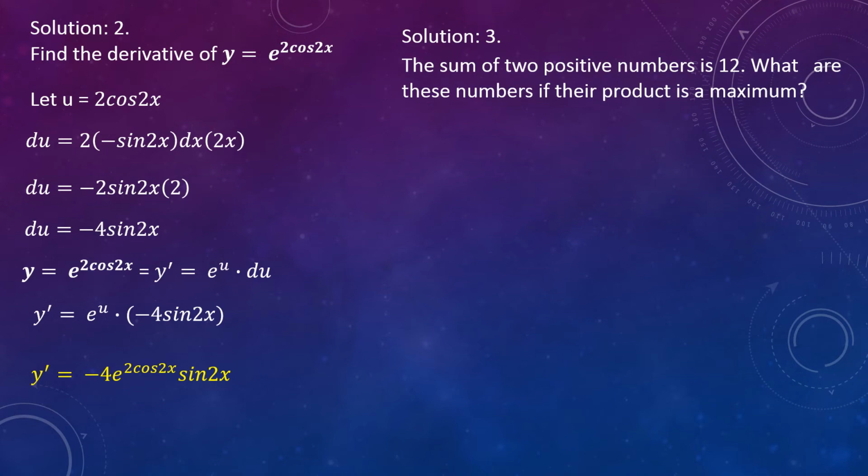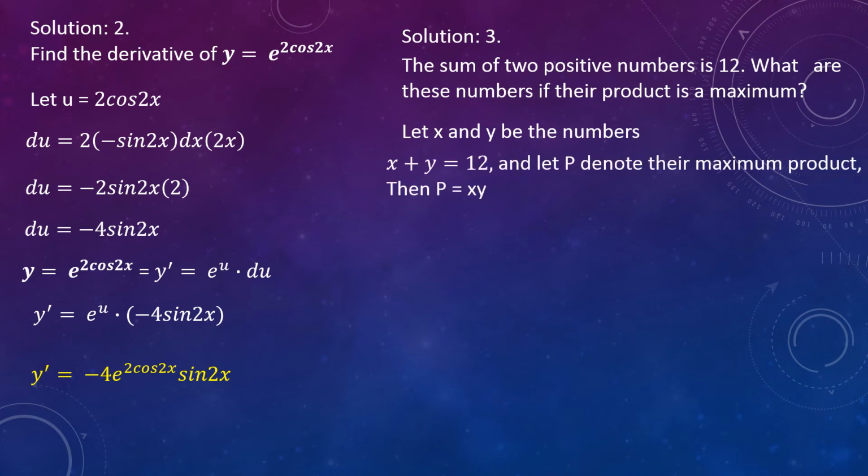This time, we are going to have some steps for solving this type of optimization problem. So we let x be the first number and y be the second number. From the given scenario, the sum of these two numbers is 12. So we have x plus y is equal to 12. And we let p denote their maximum product, therefore p is equal to xy. So the maximum product between x and y.